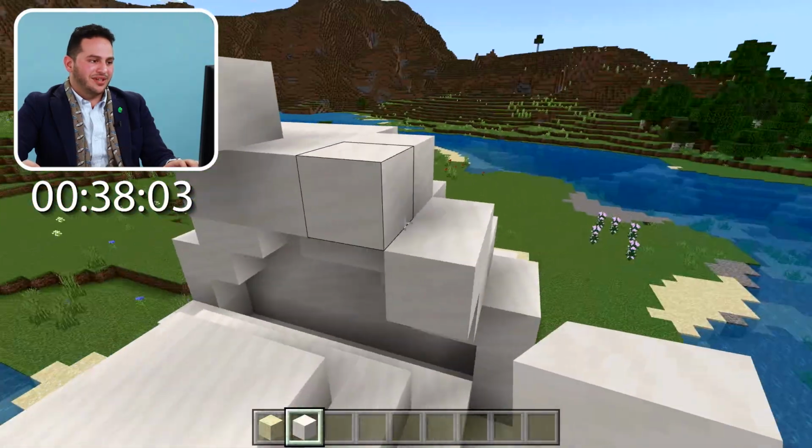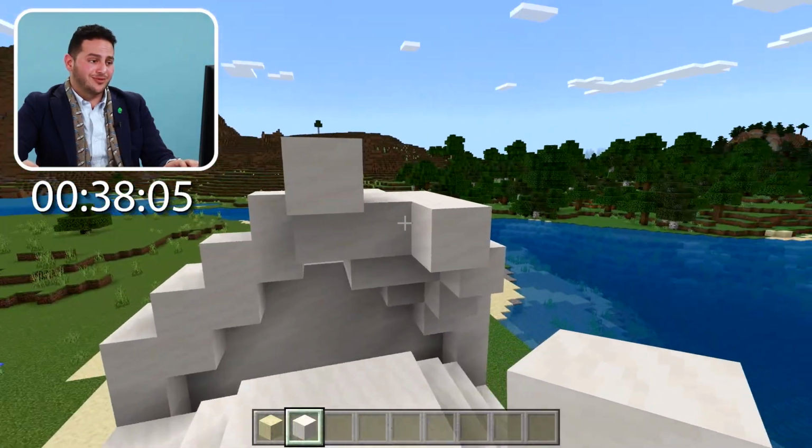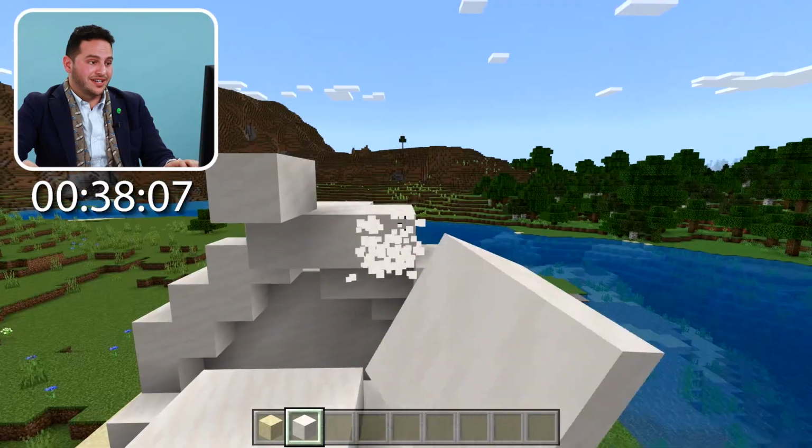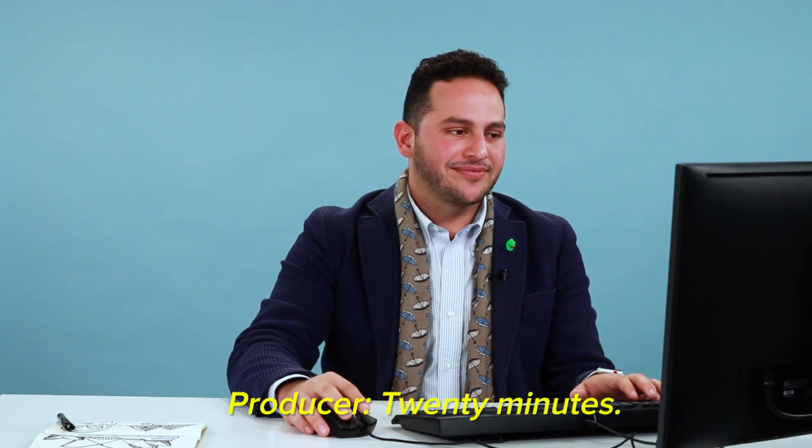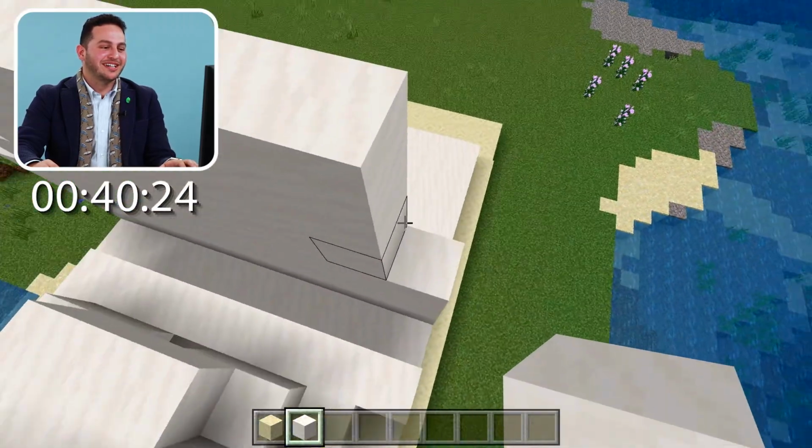It's definitely being able to cantilever these out is much more efficient. I don't have to spend so much time destroying what I build. I say that as I destroy what I built. How much time do I have left? 20 minutes. 20 more minutes of failure.